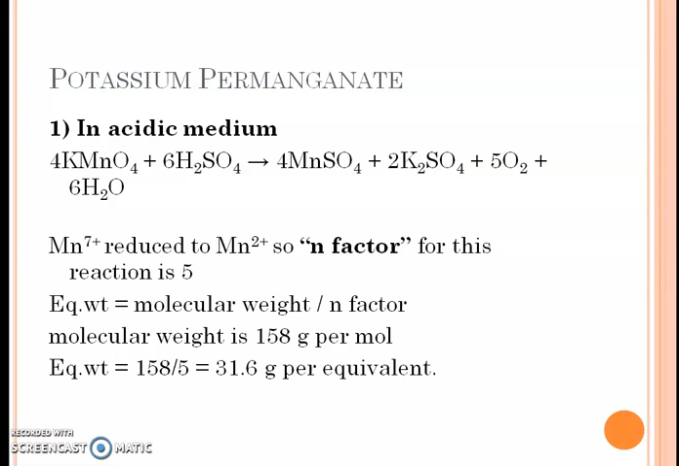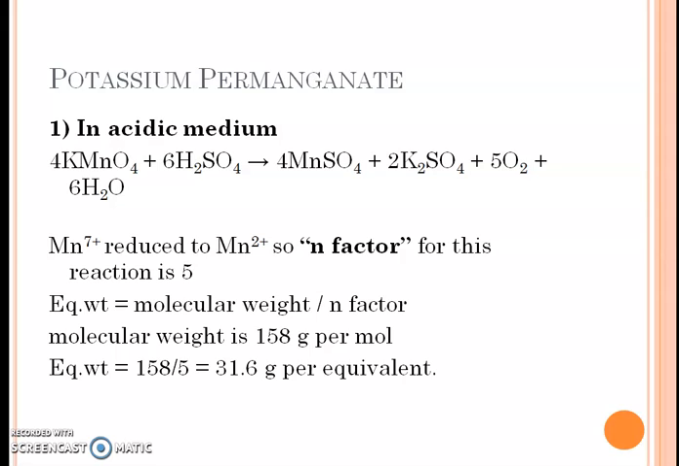So the next sample is potassium permanganate, that is KMnO4. KMnO4 behaves differently in various mediums like acidic, basic and neutral. So in acidic medium, let us have a look at the reaction. KMnO4 reacts with sulfuric acid to give manganese sulfate and potassium sulfate.